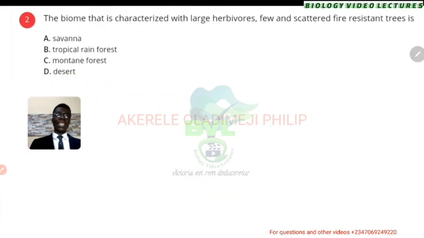The biome that is characterized by large herbivores and few, scattered, fire-resistant trees should be the savanna, because the rainforest doesn't have scattered trees. It has a lot of trees. Savanna is the one that is exposed to fire and burning, so the trees have thick bark to resist fire. So the answer is savanna.